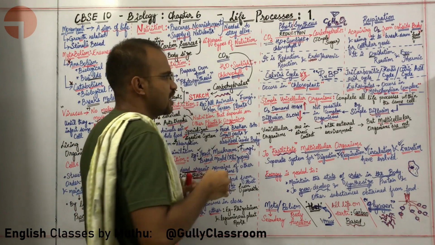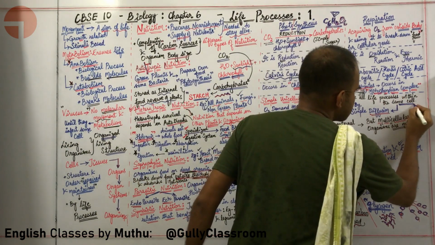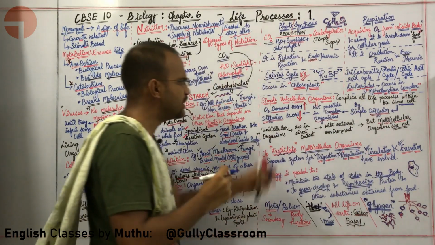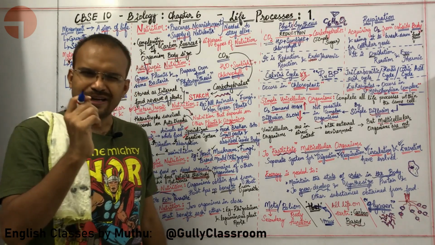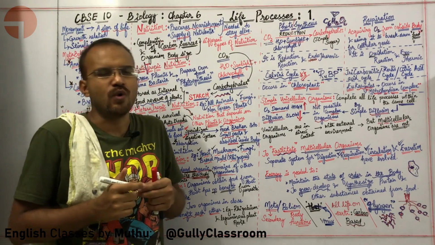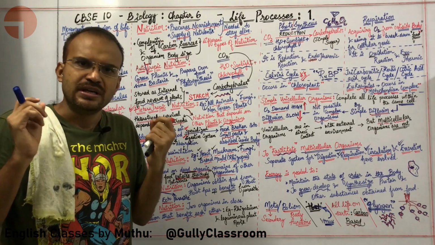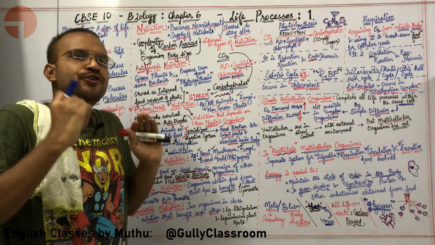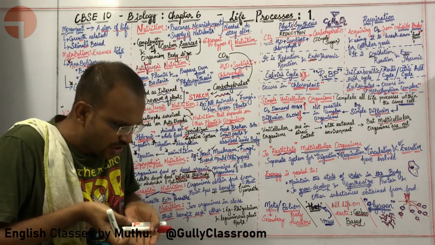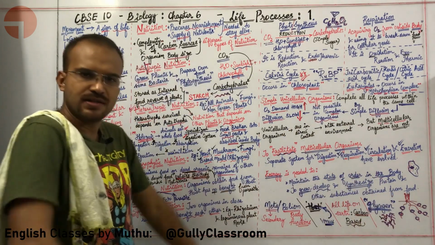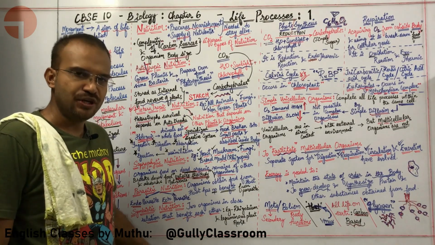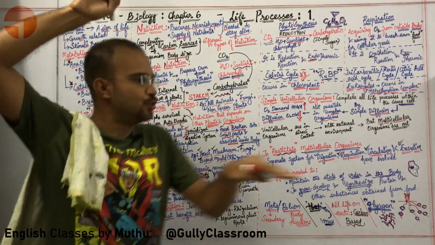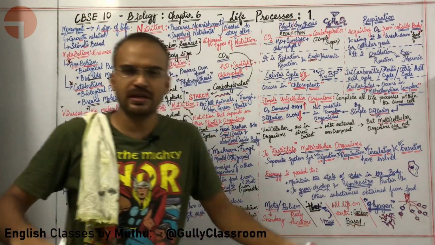In simple unicellular organisms, all the life processes are handled or completed within the same cell. How, sir? By simple diffusion. Sir, kindly give me a recollection of what is diffusion. Diffusion means molecules are moving from a place of higher concentration to a place of lower concentration. Give me an example, sir.